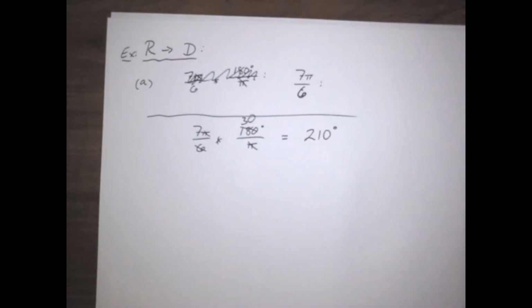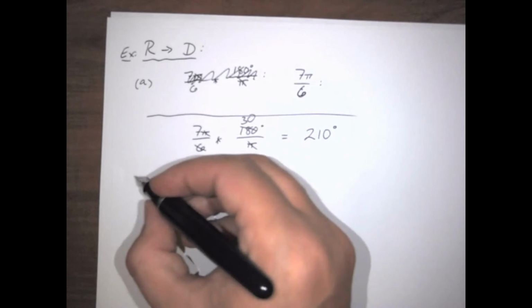So the degrees survived. You would treat those the same way you would treat miles, the same way you would treat kilometers. They behave like a unit, whereas radians don't.